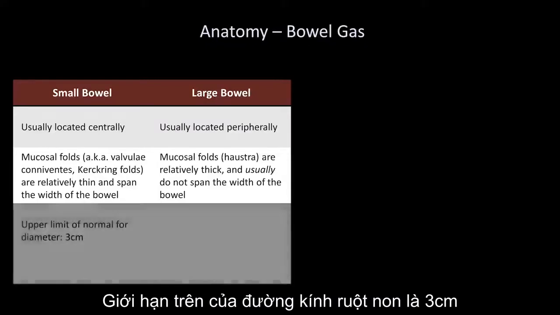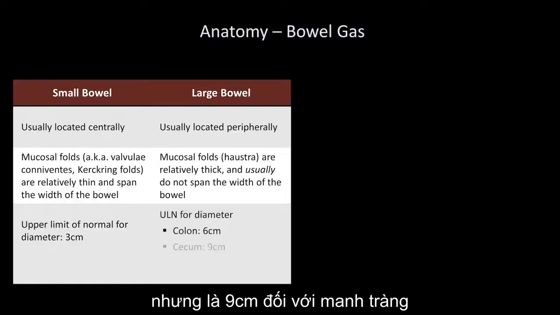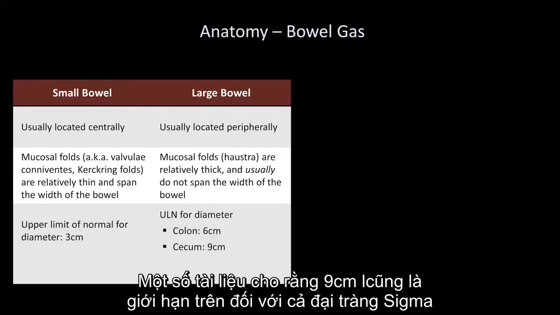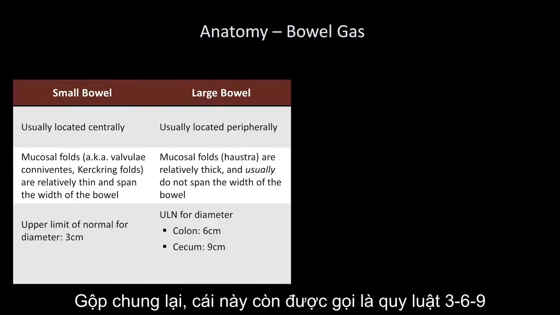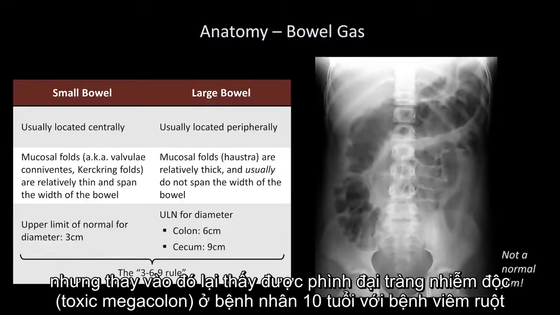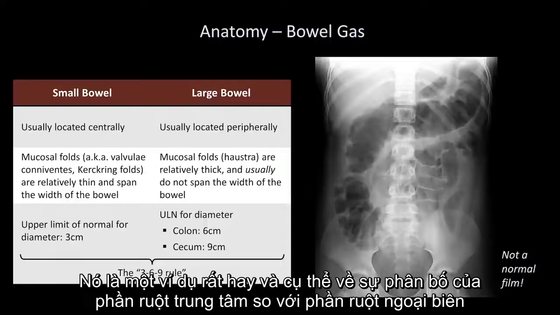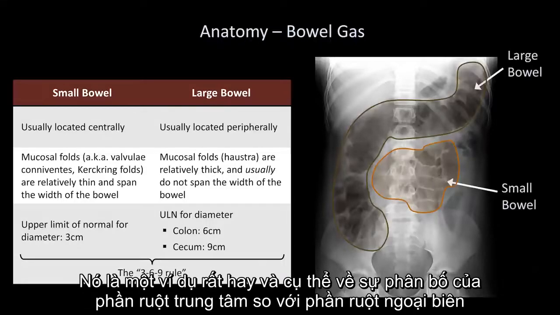The upper limit of normal for the diameter of small bowel is 3 centimeters. For the large bowel, it's 6 centimeters for most of the colon, but 9 centimeters for the cecum. Some references also list 9 centimeters as the upper limit for the sigmoid colon as well. Overall, this is known as the 3-6-9 rule. This film is not a normal abdominal film, but rather shows toxic megacolon in a 10-year-old with inflammatory bowel disease, but it is a particularly good example of the central versus peripheral bowel distribution.